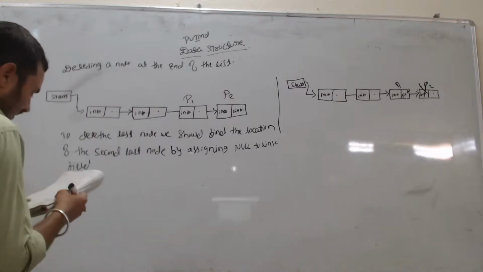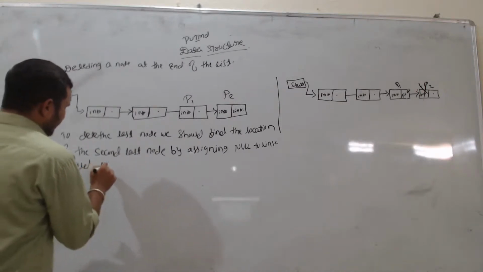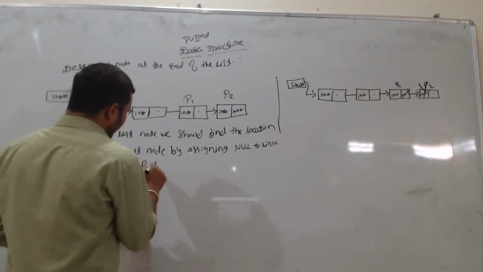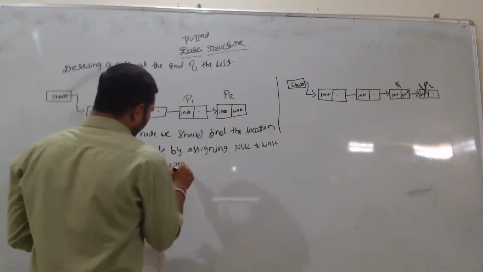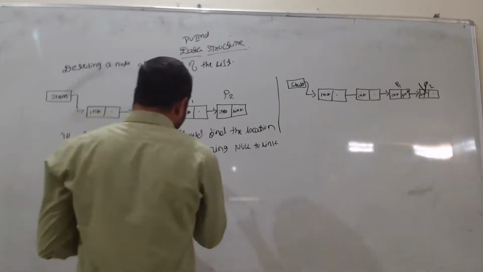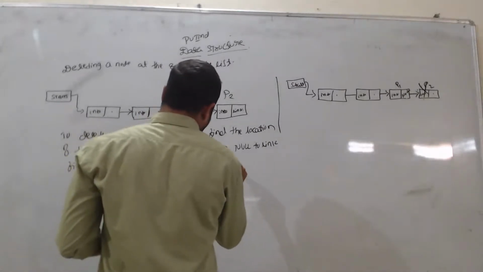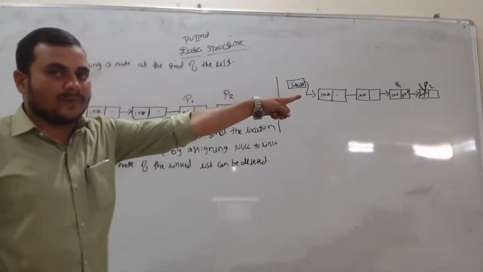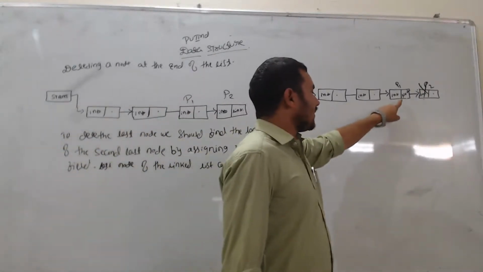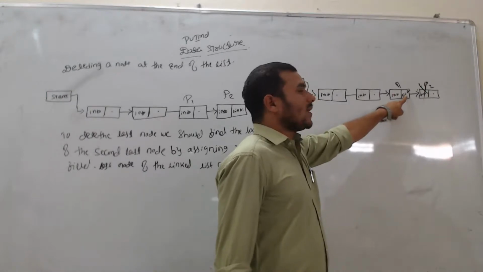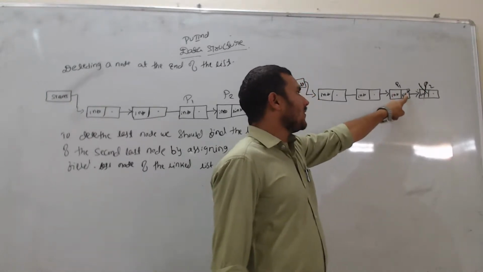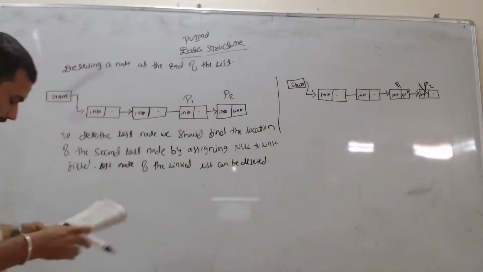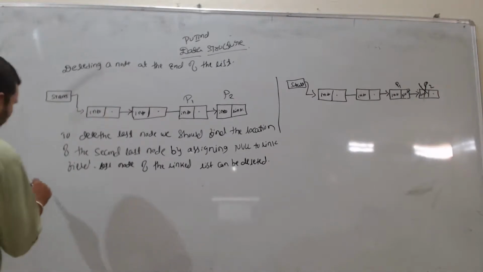The last node of the linked list can be deleted. That means the node will be deleted after finding out the location and after feeding the null value to the link part. Right? We have to feed the null value to the link part. So this node will be deleted automatically. Right? Fine. So then here, algorithms.